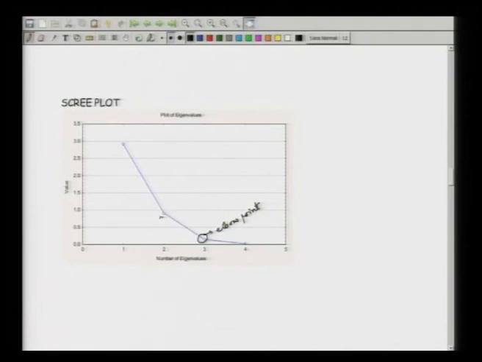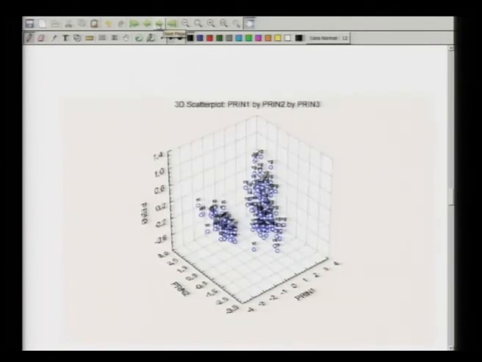It actually plots the values of the eigenvalues, and tries to see at which point you have the elbow point. This is just 4-dimensional, but you may have much higher dimensional data, and in that case it is sort of useful to us. And this is the 3-dimensional scatter plot. We look at the 3-dimensional scatter plot of the data.